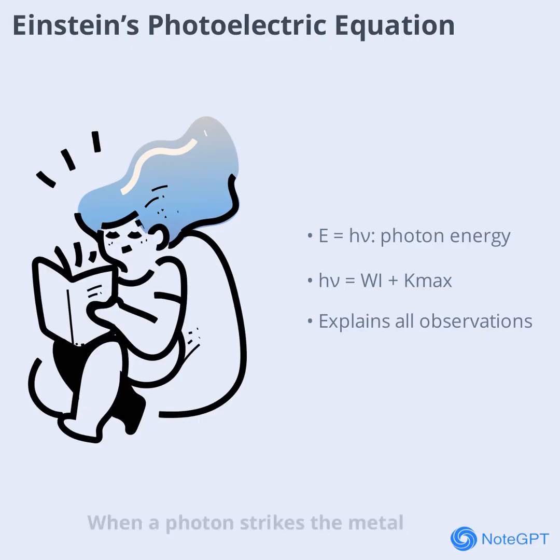When a photon strikes the metal, its energy is used to overcome the work function, Wi, of the metal, and any excess energy is given to the emitted electron as kinetic energy. The equation is h nu equals Wi plus Kmax, where Kmax is the maximum kinetic energy of the photoelectron.